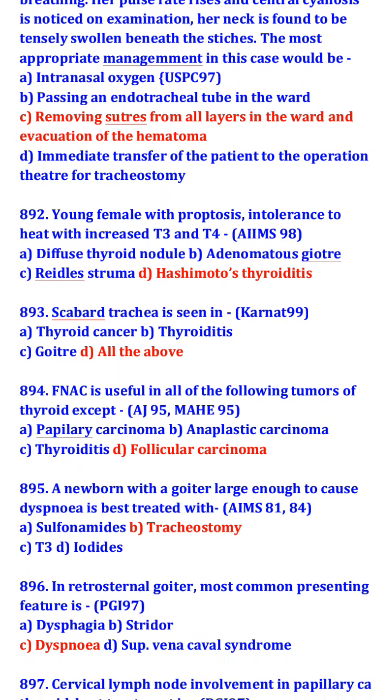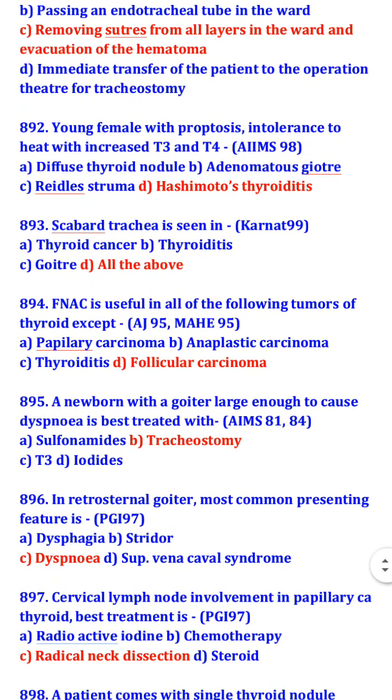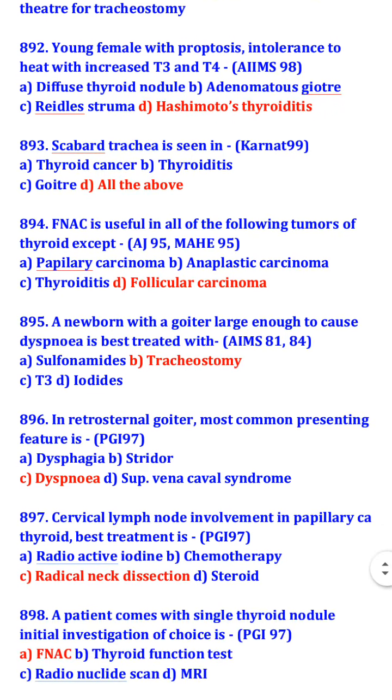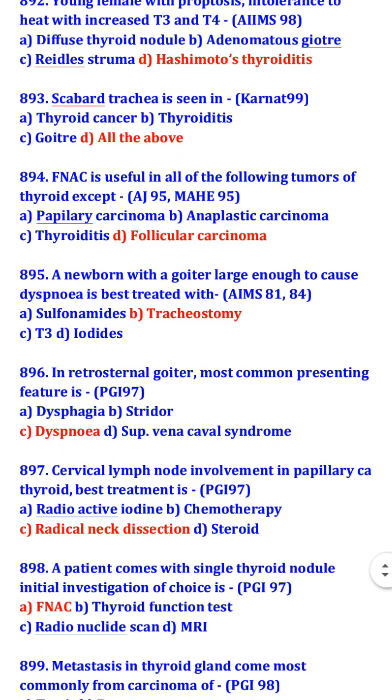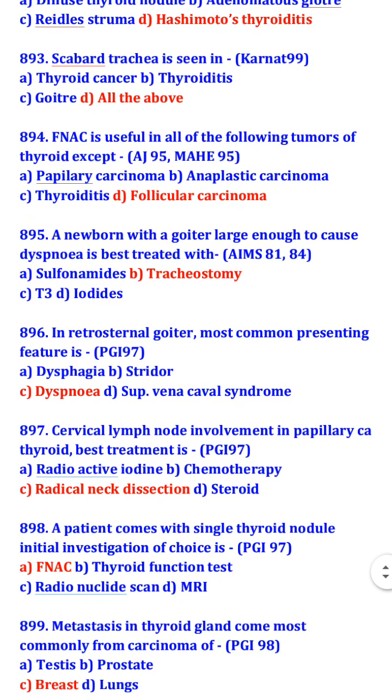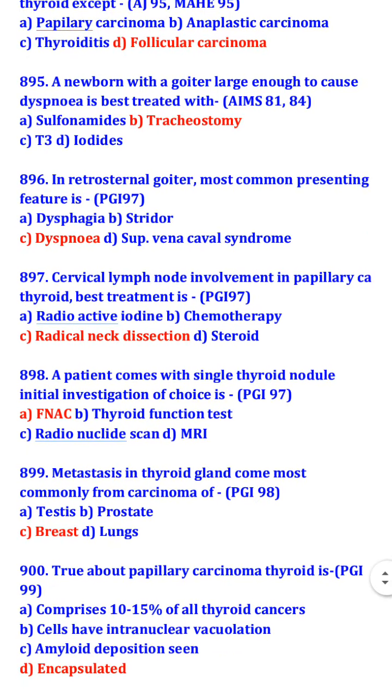Scabbard trachea is seen in thyroid cancer, thyroiditis, and goiter. FNAC is useful in all of the following tumors of thyroid except follicular carcinoma. So, FNAC is useful in papillary carcinoma, anaplastic carcinoma, and thyroiditis, but not in follicular carcinoma. A newborn with a goiter large enough to cause dyspnea is best treated with tracheostomy. In retrosternal goiter, most common presenting feature is dyspnea. Cervical lymph node involvement in papillary carcinoma of thyroid, best treatment is radical neck dissection.